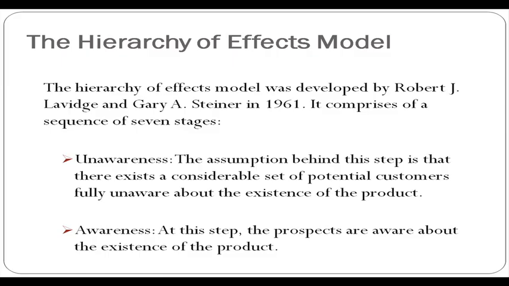The first step is the unawareness of the product. So, the assumption here is that there exists a considerable set of potential customers fully unaware about the existence of the product. So, the first step is you have to make your customer aware about the product. That is the task of the marketer in this case. For example, Google is coming up with their Pixel phones, which they say has a very good camera function, and they are saying it has an inbuilt Google Assistant. It is again on the Android platform.